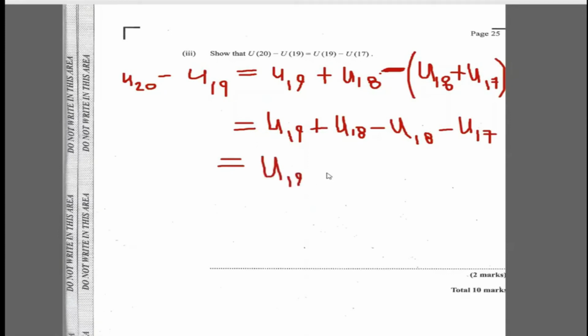So what we're getting is U19 minus U17. And so now we've shown it. Easy, nice and easy.